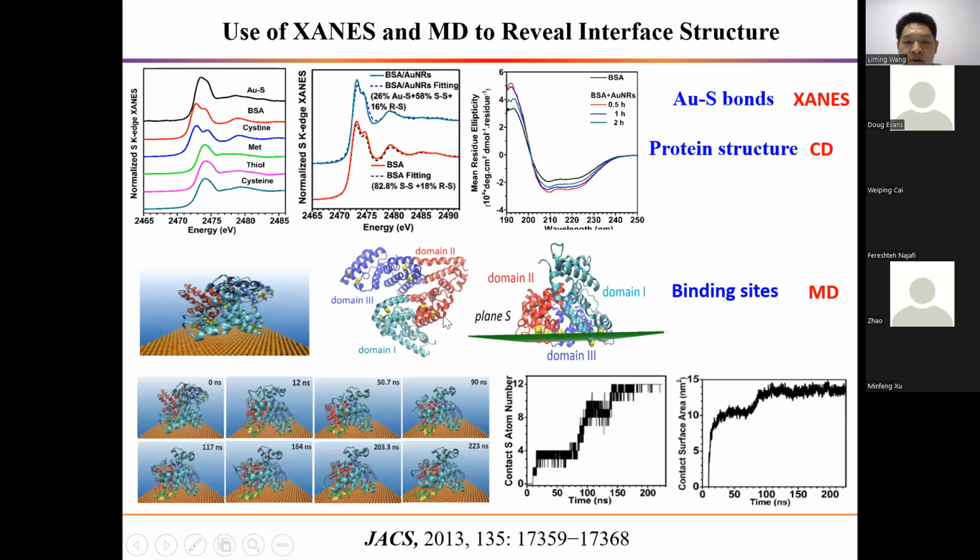Then we can use the MD simulation. The simulation can detect the actual location of the protein interacting with the nanoparticle. Based on these two ways, we can detect how they interact at the surface of the gold. So that is a very good way to quantify protein and nano interaction at the interface.